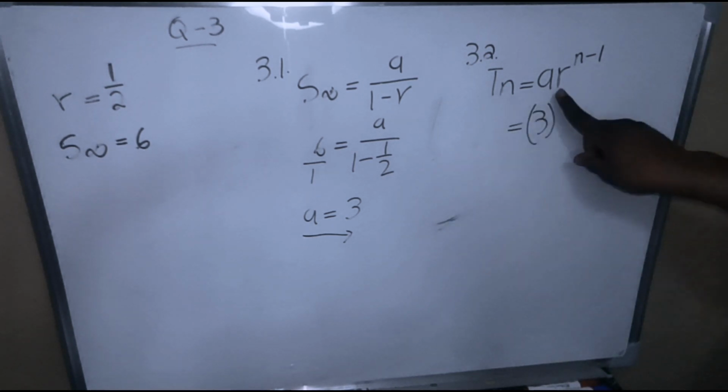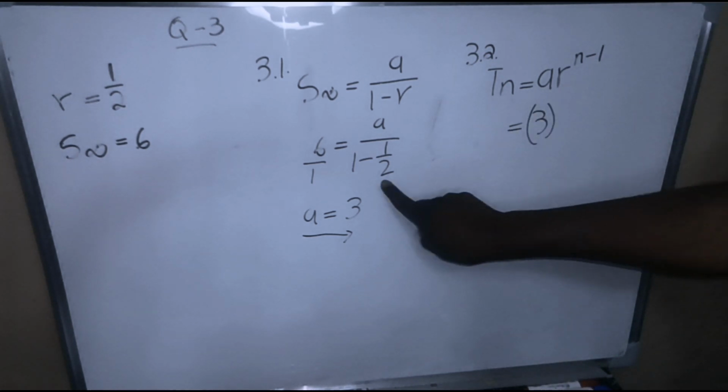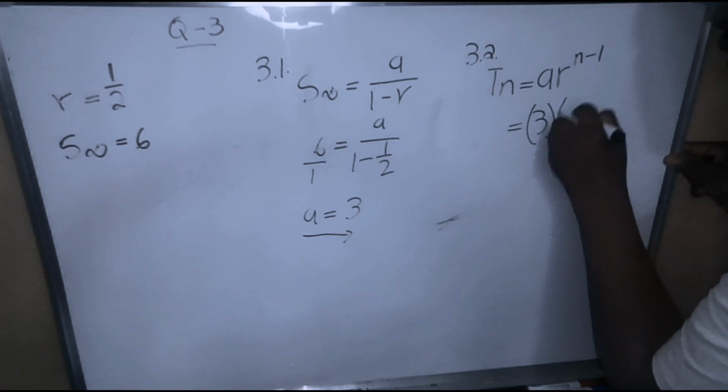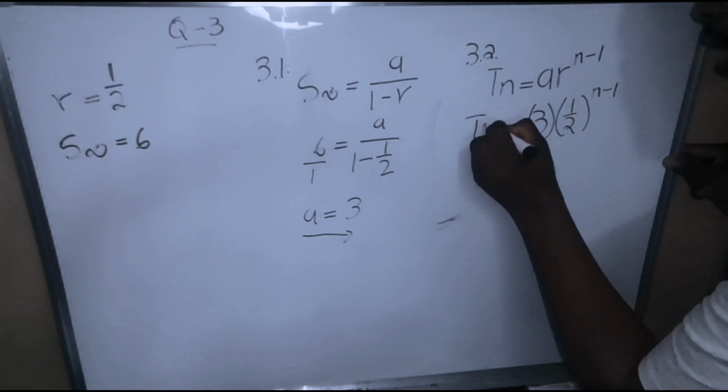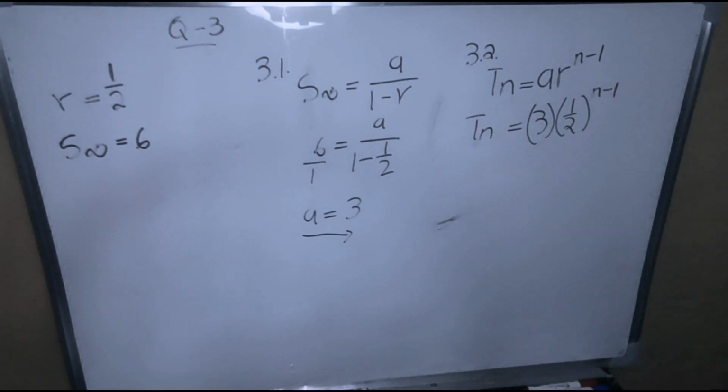R is our constant ratio, which is 1 over 2. Then Tn is like that. This is our general formula. I hope you are clear.